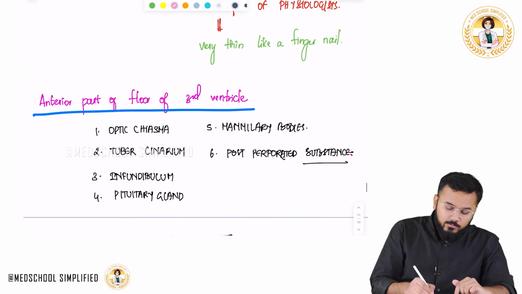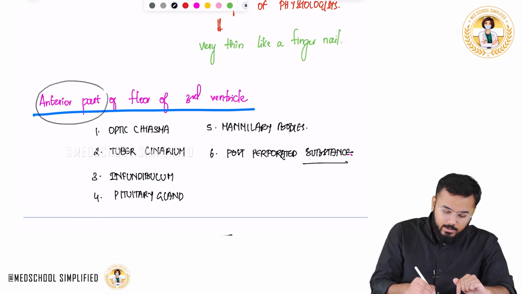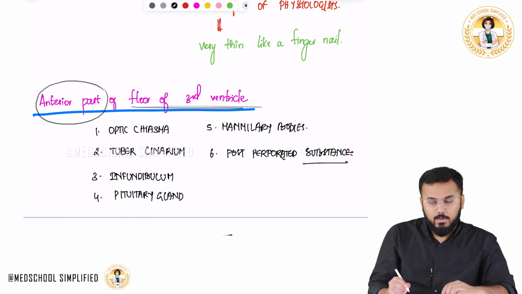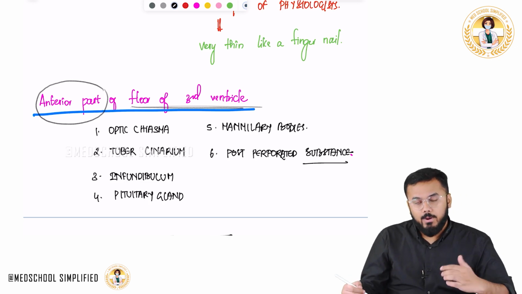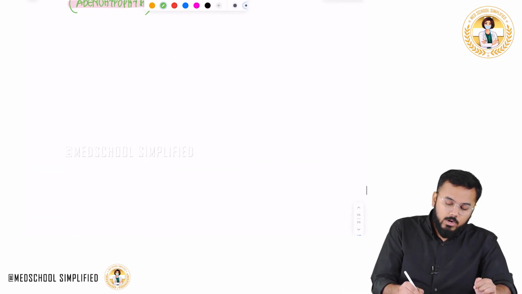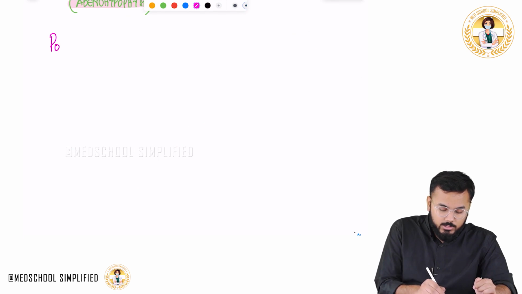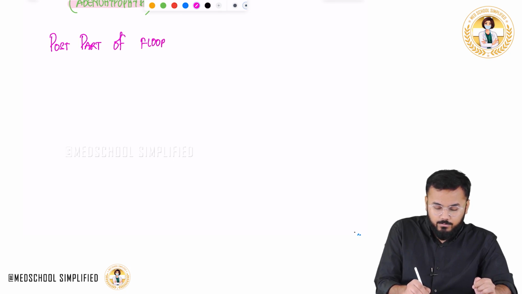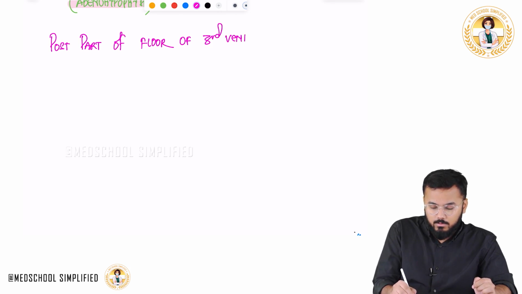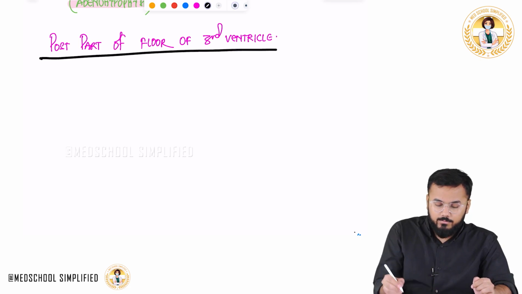So we are done with the anterior part, right? We have just discussed the anterior part of the floor of the third ventricle. Now we will discuss the posterior part of the floor of the third ventricle. So what are the structures that are located in the posterior part of the floor of the third ventricle?